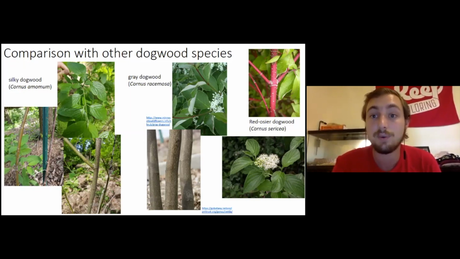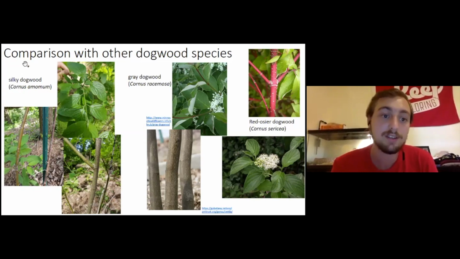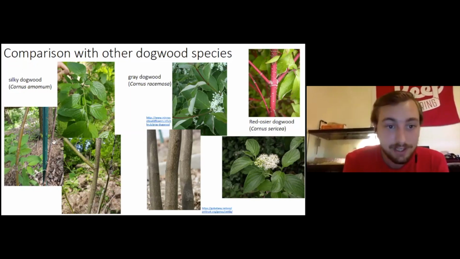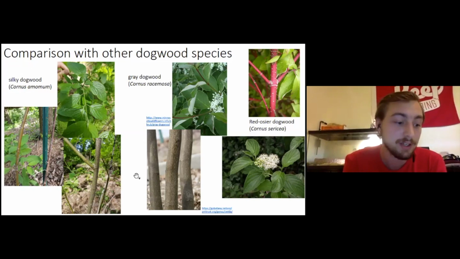They usually have 3 or 4 pairs. So 3 to 4 veins on each side, the secondary veins. Our silky dogwood, as you can see kind of here and a little bit right here, their stems are very purplish, becoming kind of olive or gray later and being very smooth.